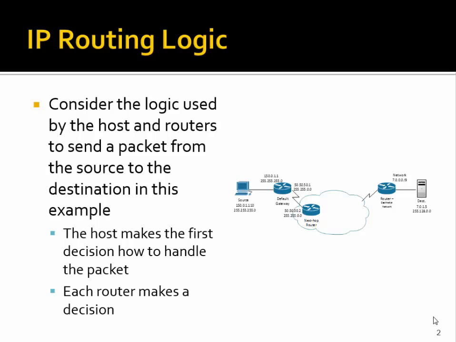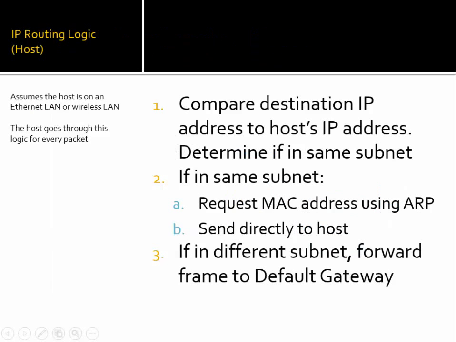Once the host makes a decision on how to forward the packet, then every router subsequent in the transmission from the host to the destination will also make a decision on how to forward that packet. So let's look at the host IP routing logic.